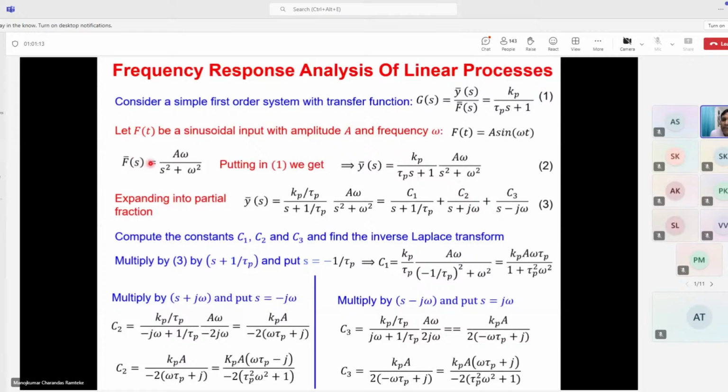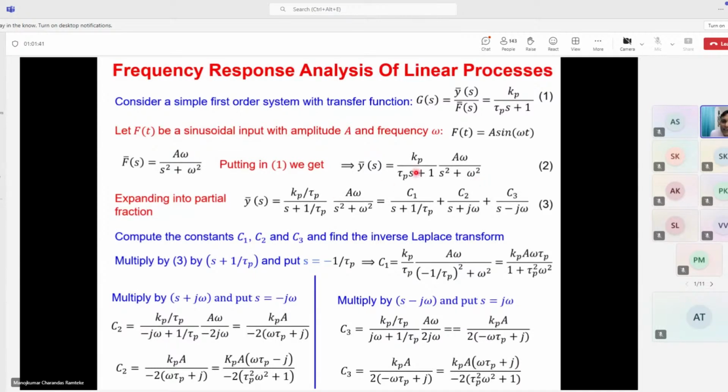So that will be given by A omega divided by s square plus omega square. And if I multiply this f(s) here, what I'm going to get is y(s) will be given as Kp divided by tau p s plus 1 into A omega divided by s square plus omega square. Now in this particular equation, I wanted to find out y(t). So I have to invert this entire equation to the time domain. How can I do that? I have to separate the partial fractions and then invert individual partial fractions into the time domain, isn't it?